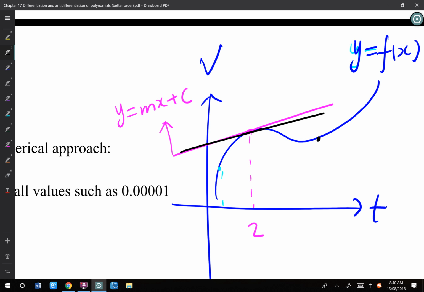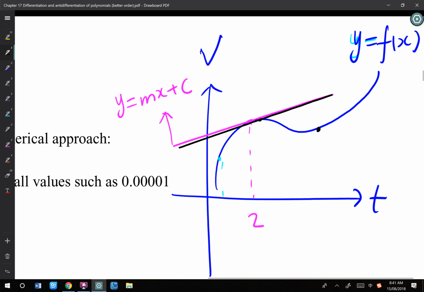Also, what we know is that the smaller the value we add onto 2, the more accurate the gradient should be. If I choose an even closer point here and connect them, that's basically the same line. So that's the idea we used at that time to work out the instantaneous gradient. Again, it's not that accurate, but it's more accurate compared to the graphical method.